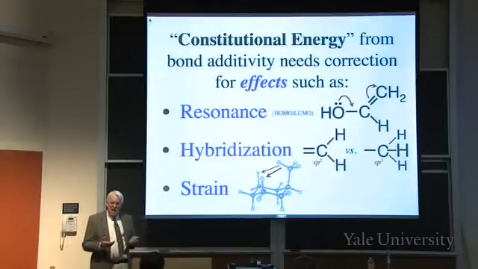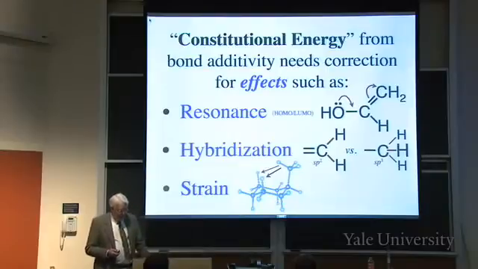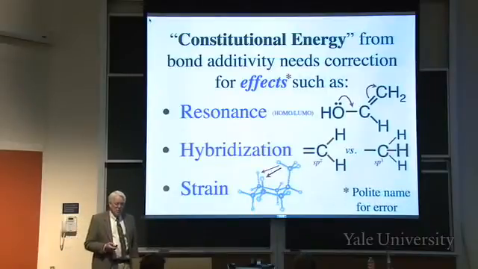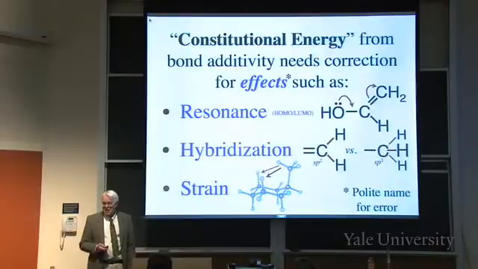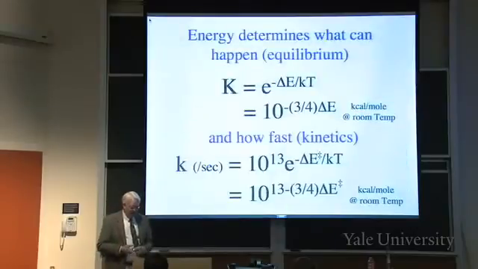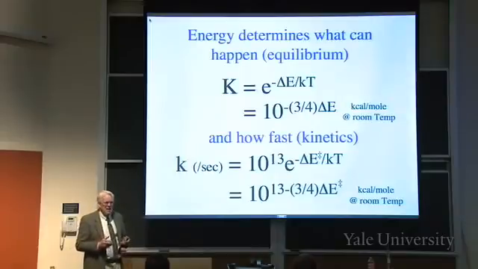But for many cases now, you can do a pretty good job of predicting these things and actually not do so bad at predicting relative energies of isomers and therefore equilibrium constants. And the effects, of course, are a polite name for error, right? They're various ways of correcting errors that you think there should be in this scheme of just adding bonds together. Now, energy determines what can happen.